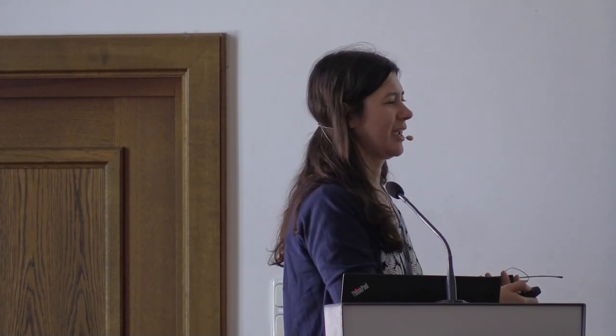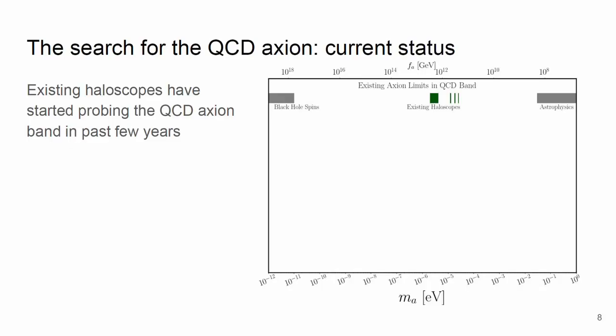Now, what is the status of the axion world? Disclaimer, this is not a plot made by me. You've seen this plot in a few of the other talks. This plot was made by the community for the US Snowmass process, which is the process that helps the United States prioritize funding in particle physics. There are bounds on the lower side of the mass range and on the upper side, but there's a lot available. Existing haloscopes have done a great job probing the QCD axion mass range over here.